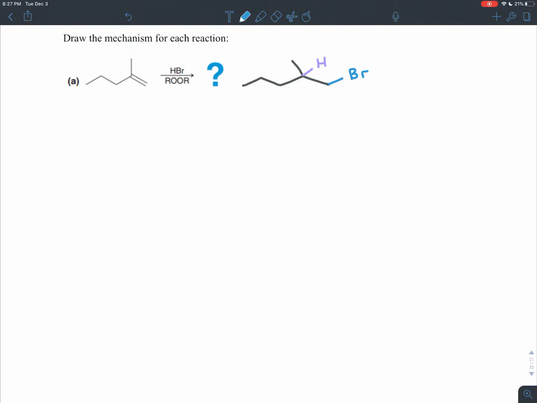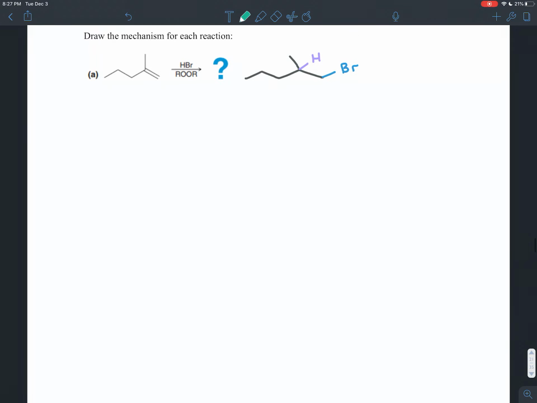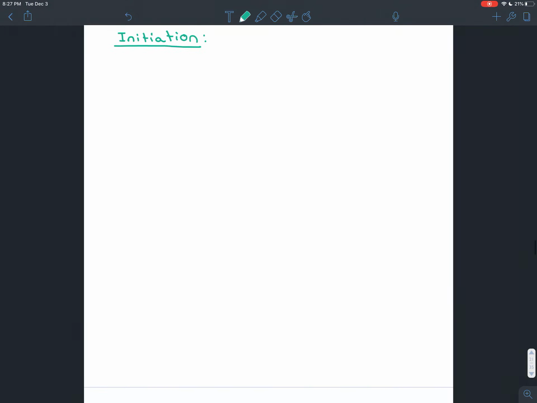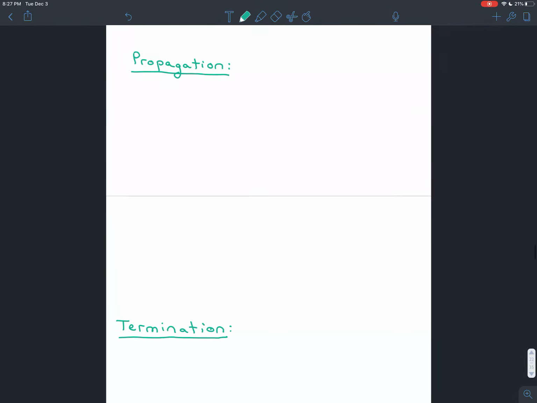How does that happen? Well, it happens through a radical mechanism. And as always with radicals, the story of the reaction happens in three parts. A beginning, that's an initiation step. A middle, that's going to be a propagation step. And an end, that's going to be a termination step. So a beginning, a middle, and an end. Initiation, propagation, and termination.